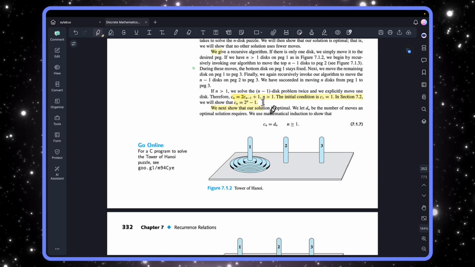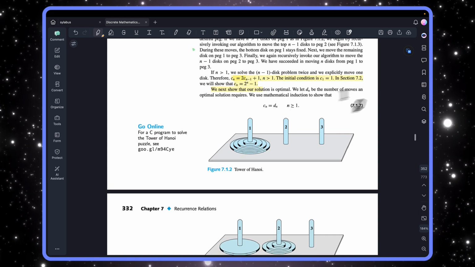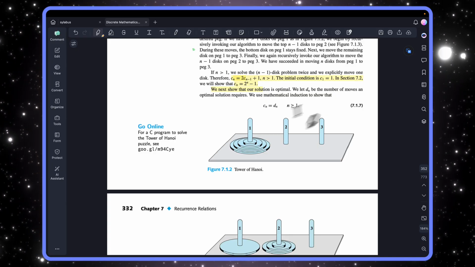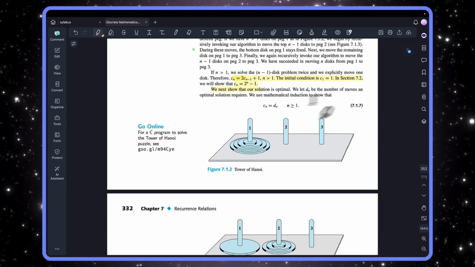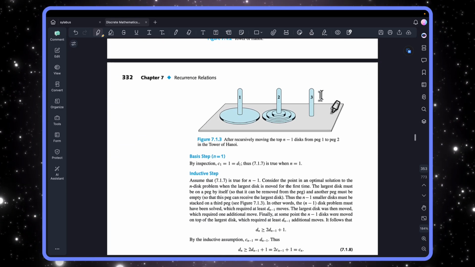Now, here's another interesting thing. Let D sub n be the number of moves in an optimal solution. We can do a further analysis of this. Maybe there's a better solution than the one we found, right? So let's use mathematical induction to show that, in fact, C sub n equals D sub n. Okay, so let's do it.